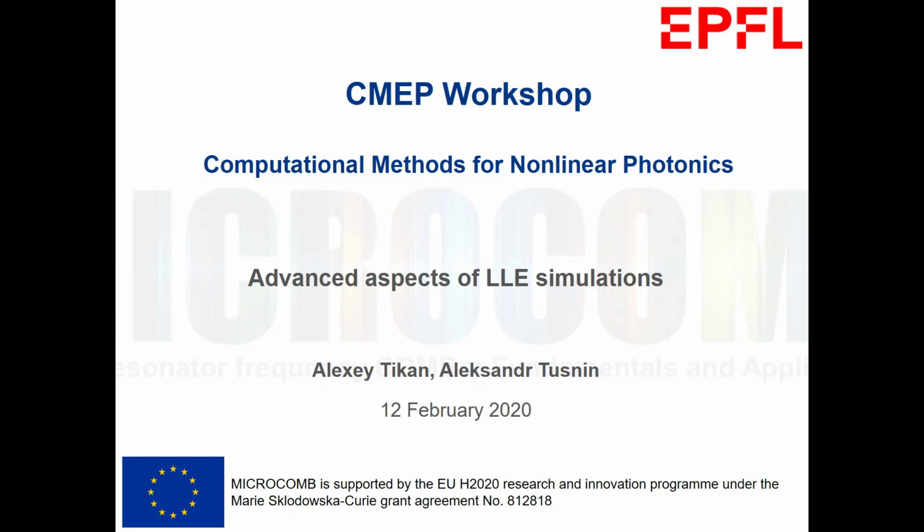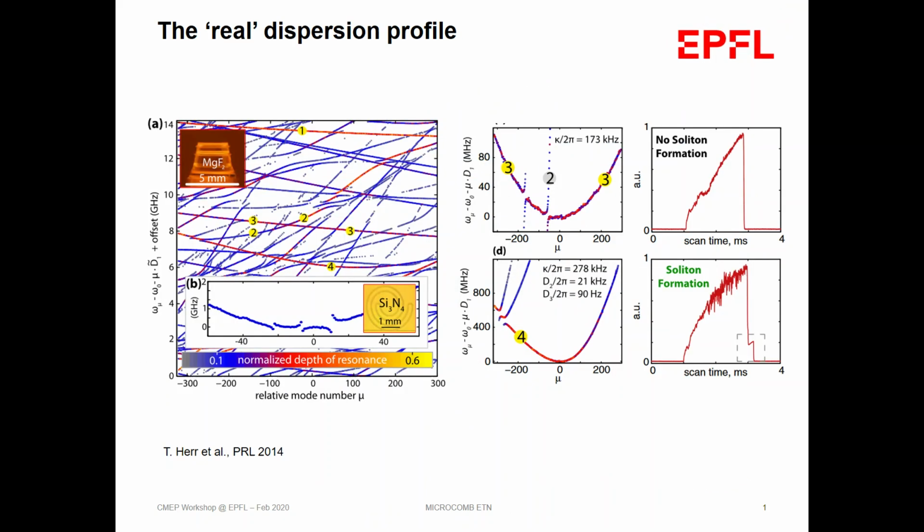I'd like to tell you something about a case which brings our yesterday's story a bit closer to reality. So that's the dispersion profile of a real crystalline resonator. So you can see it's actually a mess. It's not at all what we simulated during these 2 days, because apparently in real life it is way more complex. And probably you already know the answer why this figure looks exactly like this.